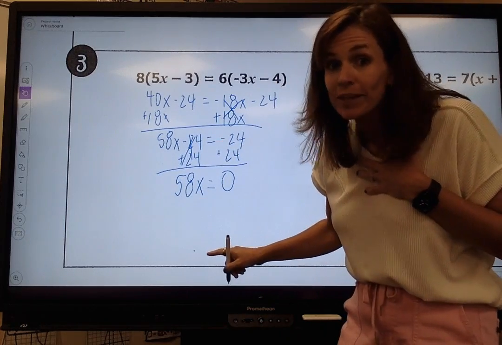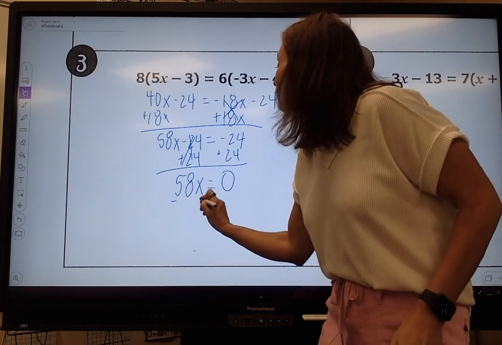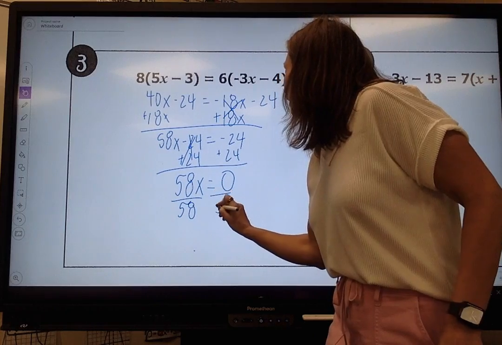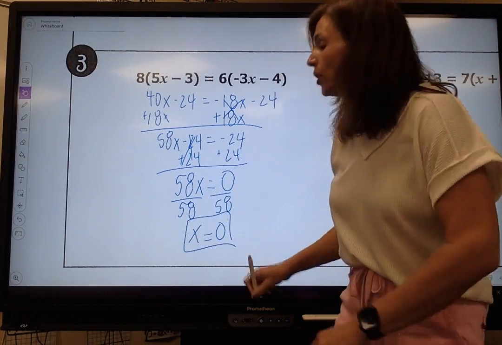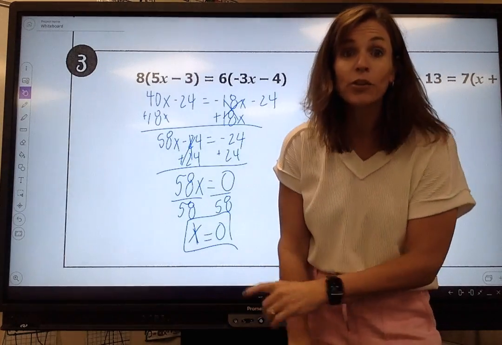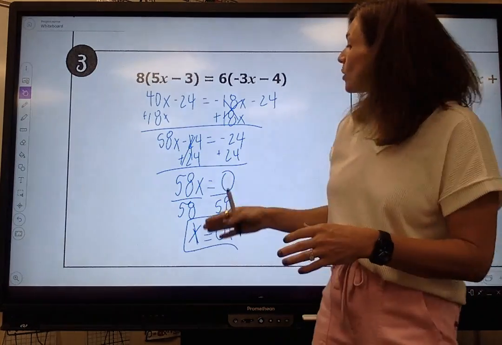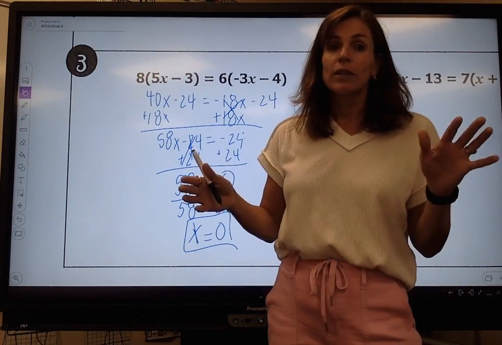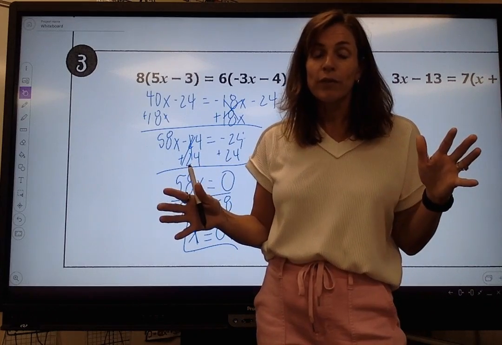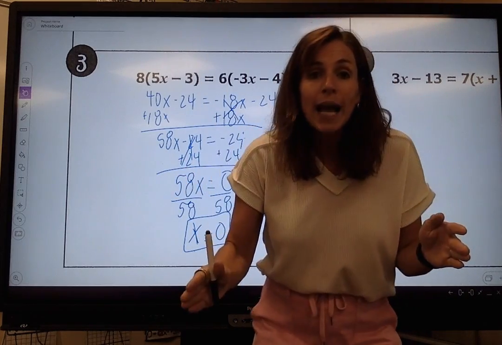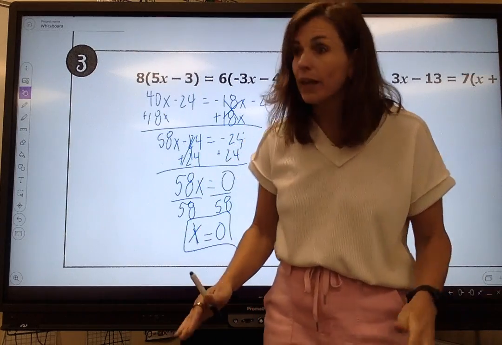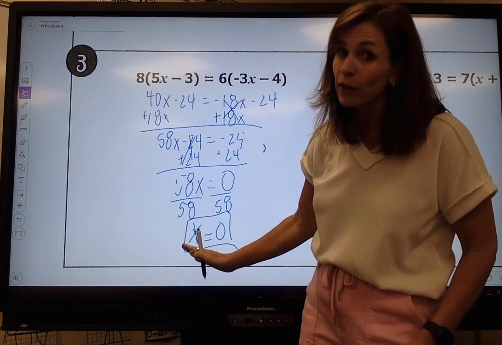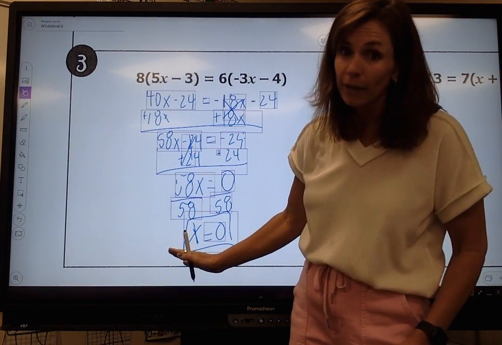My variable term has not canceled out, so I have to keep going. When I divide both sides by 58, x then equals 0. You can get 0 as an answer. That's okay. Just because stuff cancels out does not mean it's no solution or infinitely many. The only time it's infinite many or no solution is when your variable term cancels out. I still have a variable term that never canceled out, okay?